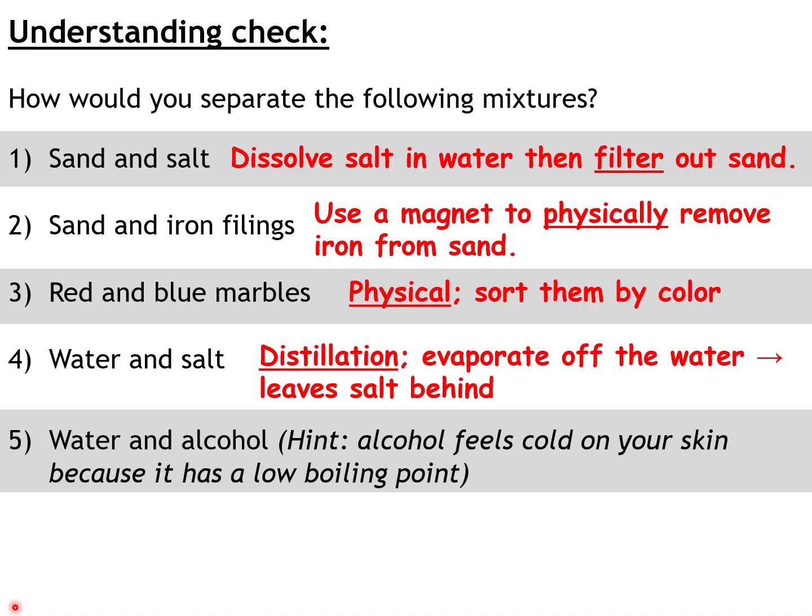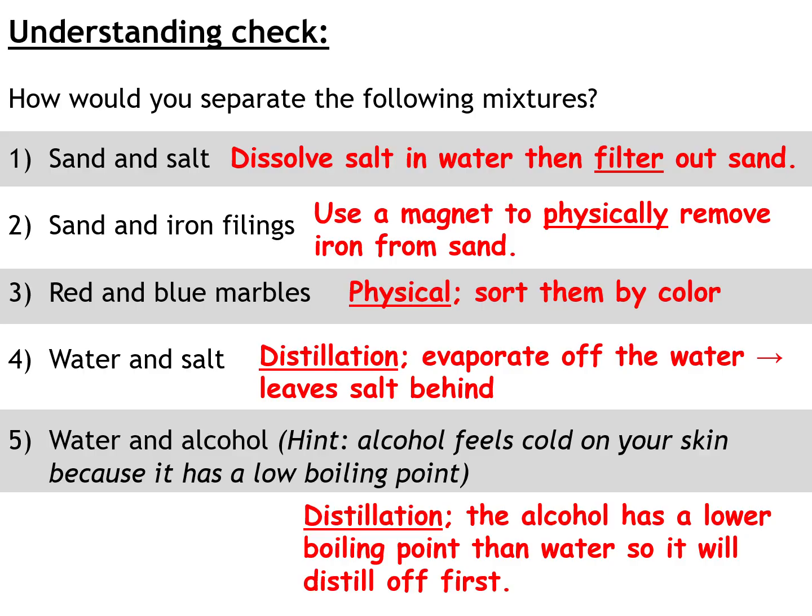And then water and alcohol. And the hint here is that alcohol feels cold on your skin because it has a low boiling point. It's absorbing heat from your skin in order to go from the liquid to the gas phase. So that would be another distillation example. And then the alcohol would come off first because it has a lower boiling point.